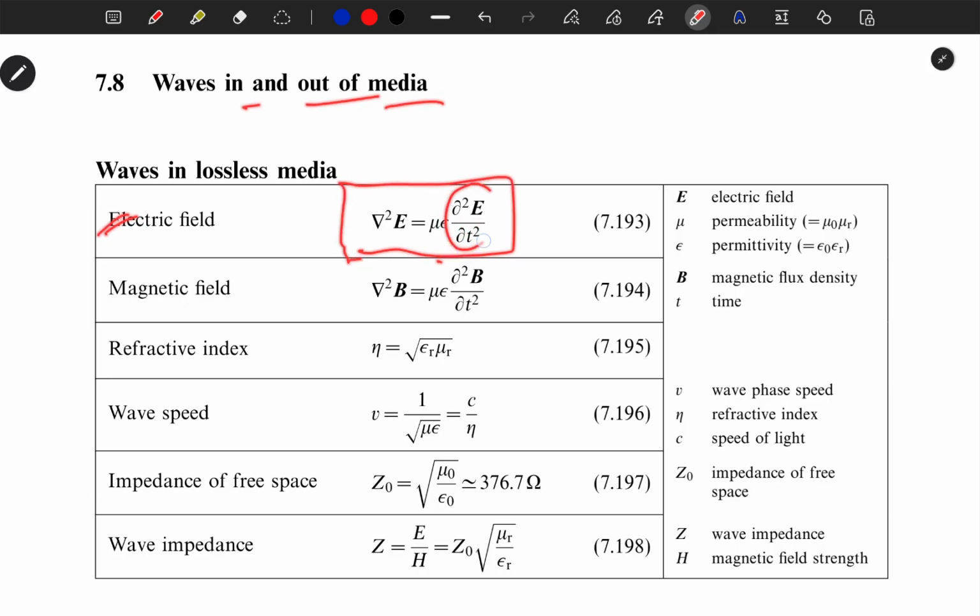Waves in and out of a medium: electric field, nabla square E equal to 1 by c square times delta 2 E by dt2. Similarly, the magnetic field has the same expression. Refractive index eta equal to square root of epsilon r mu r. Wave speed v equal to mu times epsilon to the power minus half. Impedance of free space z0 equal to square root of mu 0 by epsilon 0, equal to 376.7 ohm. Wave impedance z equal to E by H.